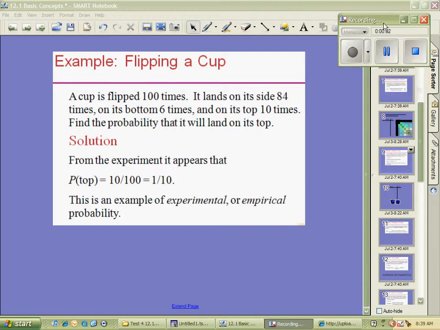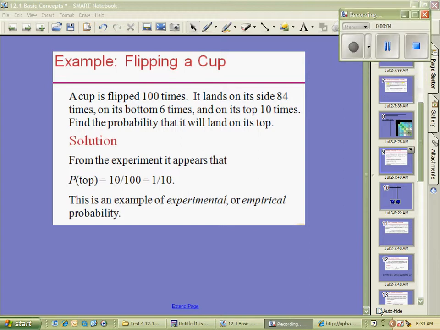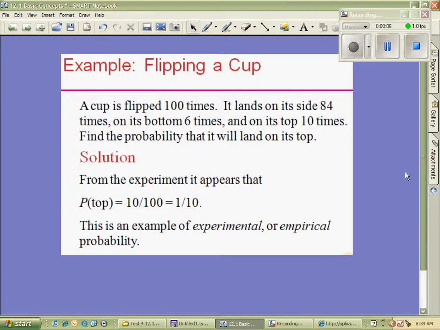Theoretical probability works a little bit different. With theoretical probability, what we look at is... I'm sorry, experimental, excuse me. We just talked about theoretical. A cup is flipped 100 times. If it lands on its side 84 times, on its bottom 6 times, and on its top 10 times, find the probability that it will land on its top. So what's the first thing that flashes to your mind that makes this not theoretical?